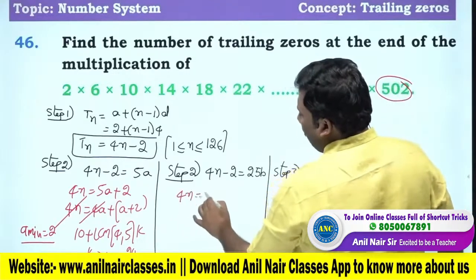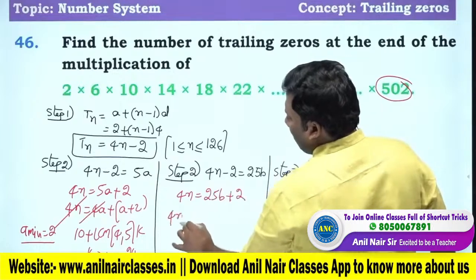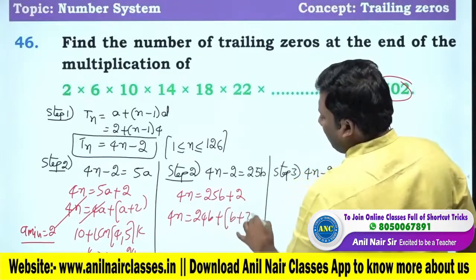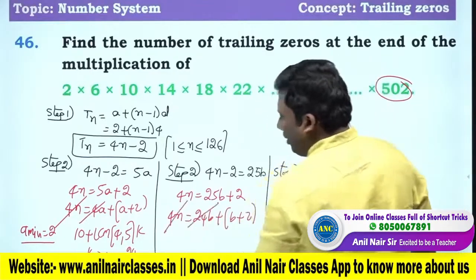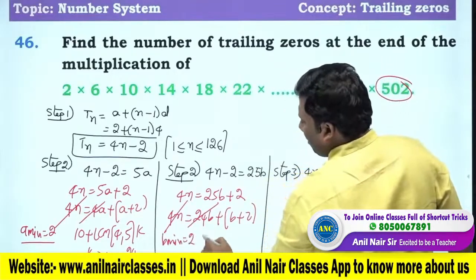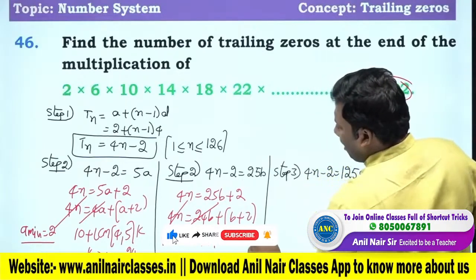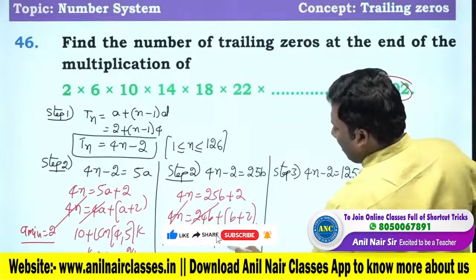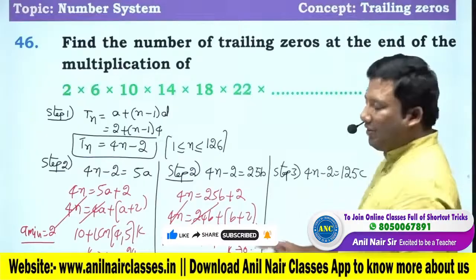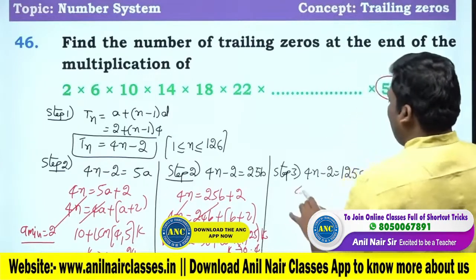Second case, 4n equivalent to 25b plus 2. 4n equivalent to 24b plus b plus 2. Divisible by 4. B minimum will be 2. So it is 50 plus LCM of 4 comma 25 into k. K will be 0 to 100. 5s are 500. 500 plus 50, 550. 0 to 4.